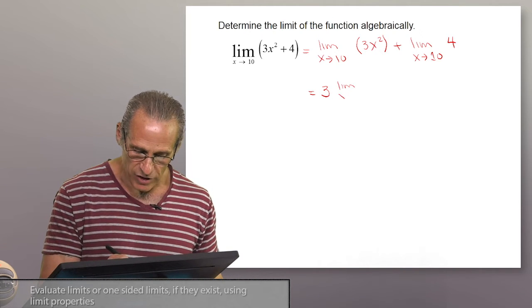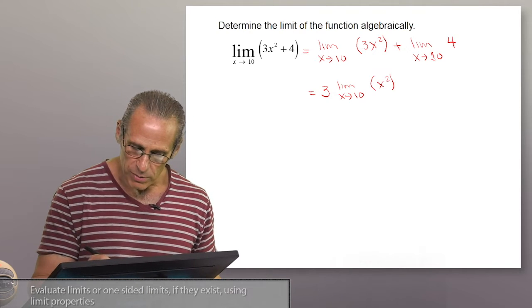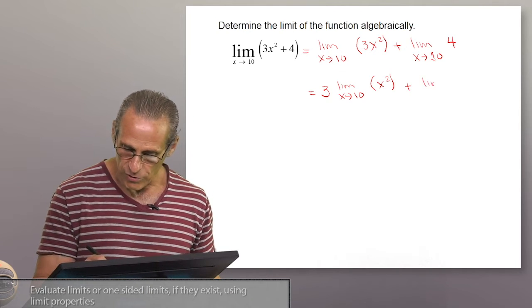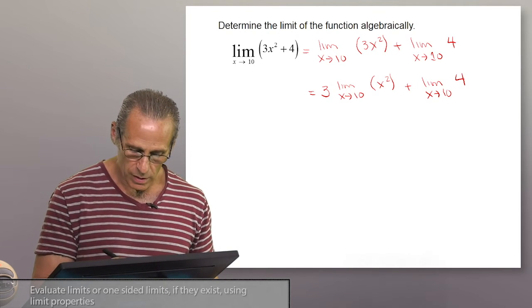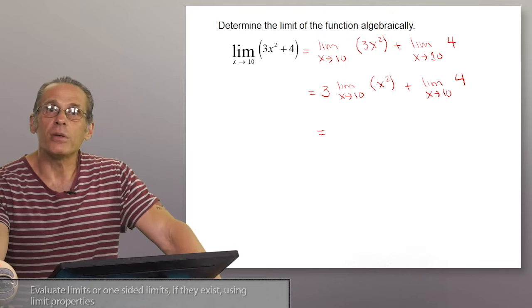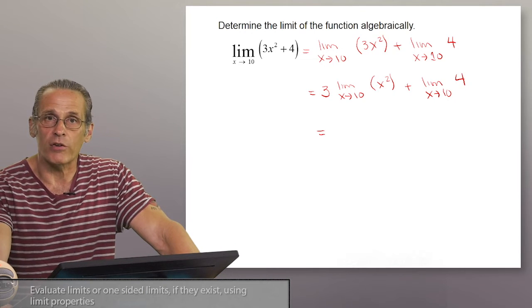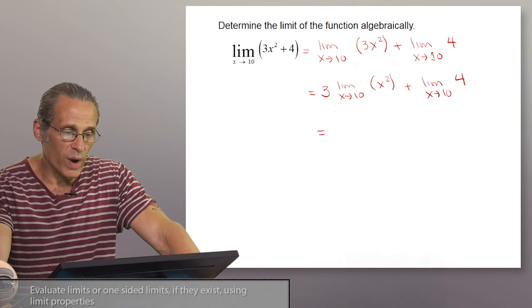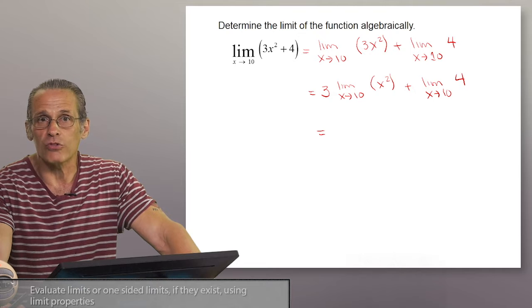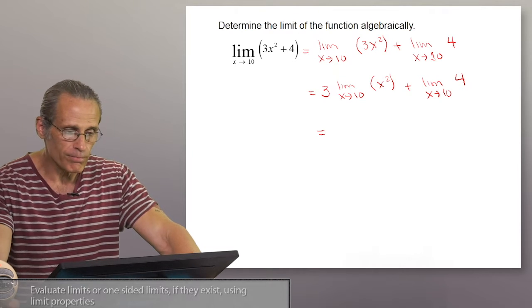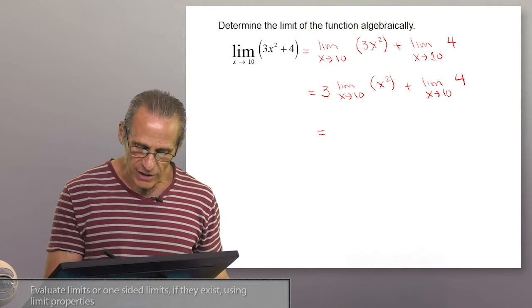So now I have the limit as x approaches 10 of x squared, plus the limit as x approaches 10 of the constant function 4. Well, imagine the parabola y equals x squared, and ask yourself, when the inputs get close to 10, those outputs get close to 10 squared, because you're getting close to the point (10, 100). So we say we can evaluate directly.